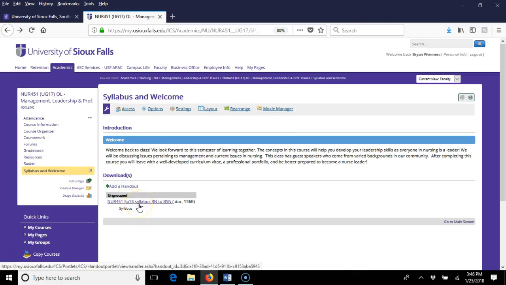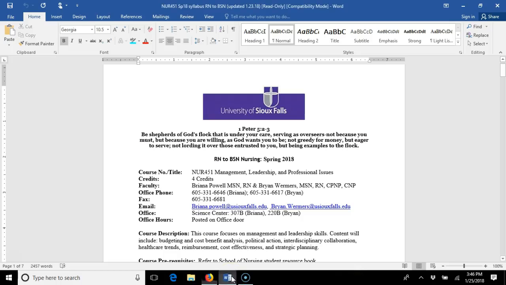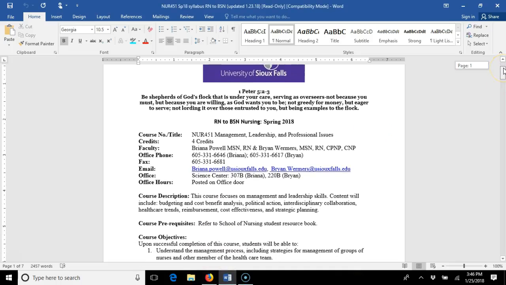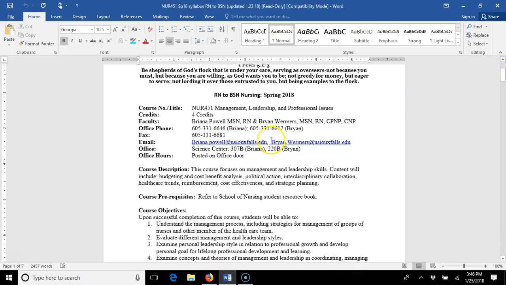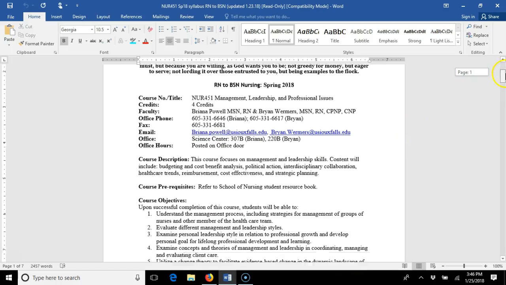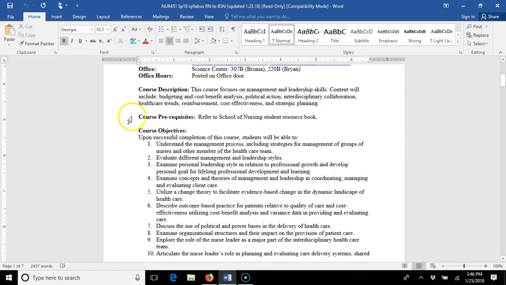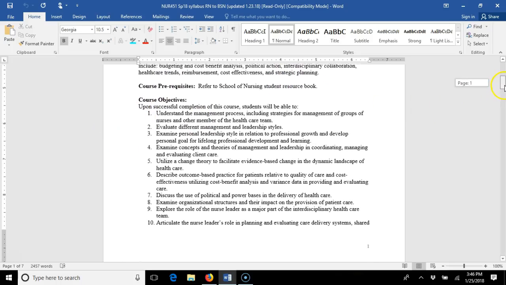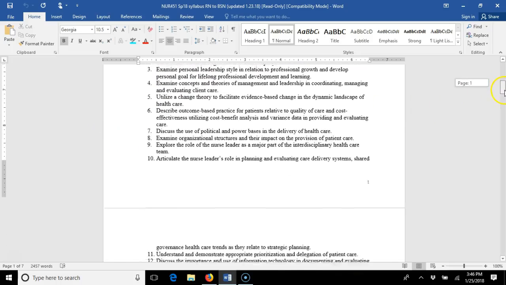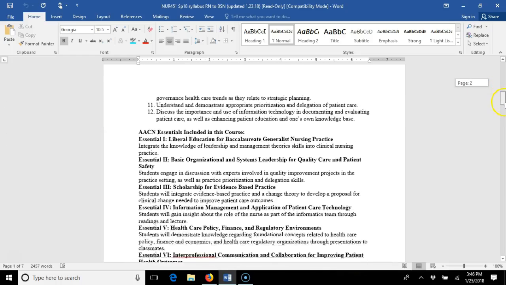If you click on this tab, it will open up a new syllabus. And here it is. So you can see that it's for this class in an online format. You can see contact information for both of your instructors for this course. You can see the course description right below there. And for any course prerequisites, we're going to refer you to the School of Nursing Student Resource Book. These are some of the course objectives, so I'll let you go through those and read those on your own, but this is what we expect that you will learn out of this experience.